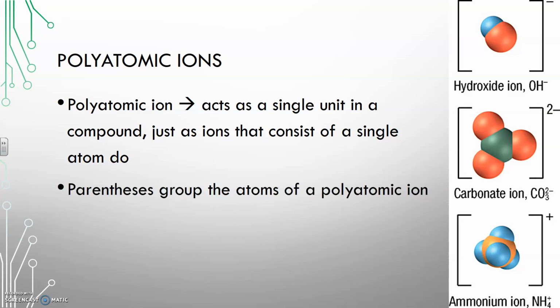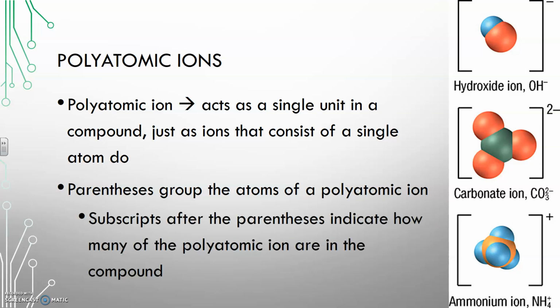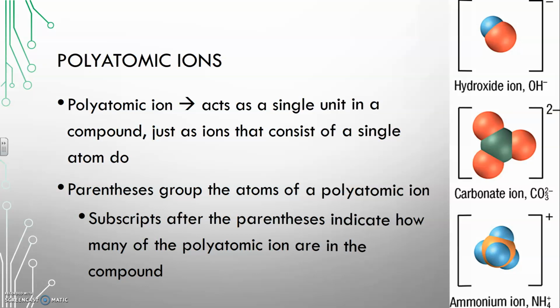If you ever see parentheses around a group of atoms, that's a clear indication that it's a polyatomic ion. If you're looking at an ionic compound and it has more than 2 elements, one of your ions is a polyatomic ion. If you see a polyatomic ion in parentheses and you see subscripts after those parentheses, that indicates how many of those polyatomic ions are in that compound. You have seen some of these before, but we're going to get more into that in this section.